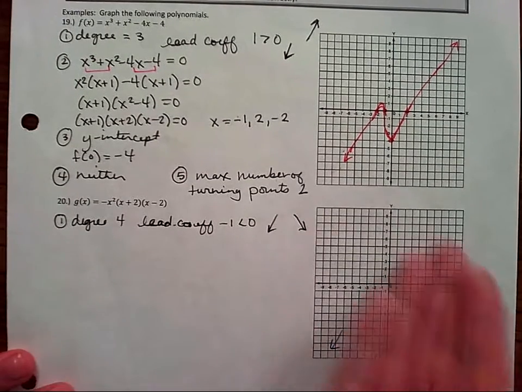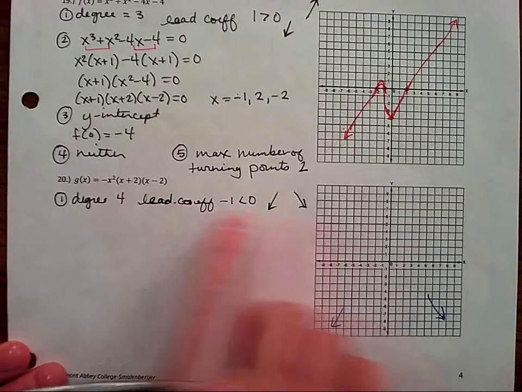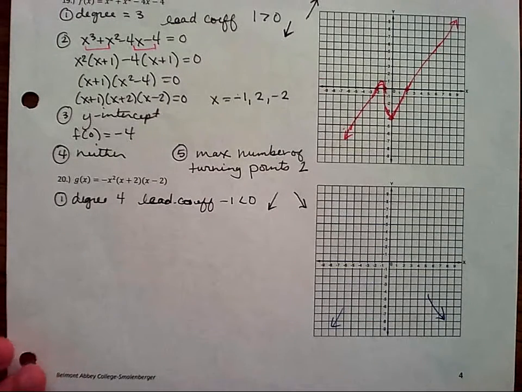So make sure your graph right now is in pencil if you're not drawing in pencil. This whole lead coefficient thing makes sense with what we learned about quadratic functions already. Ax squared plus bx plus c equals 0. If a is positive, it points up. If a is negative, it points down.